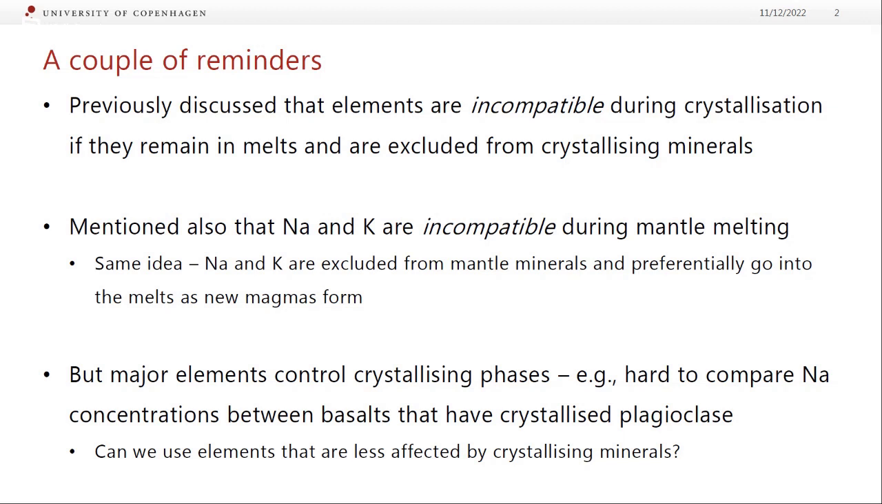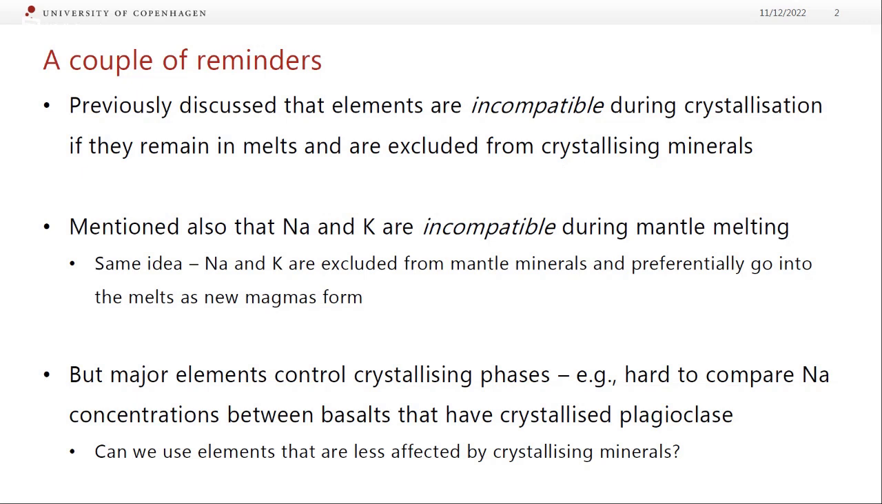Right at the end of the last lecture, we talked about sodium and potassium, which are both incompatible during mantle melting. This is similar to the crystallization thing, but instead of being concentrated in the melt as you form crystals, as soon as you start to melt, these elements go into the melt quite quickly. They're excluded from the mantle residue and they go into the melts.